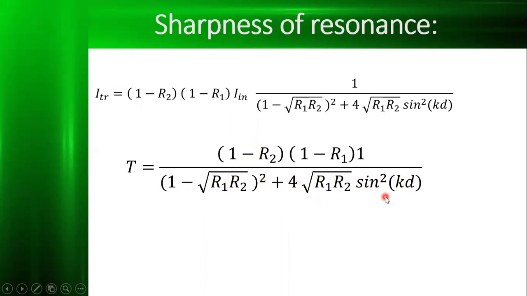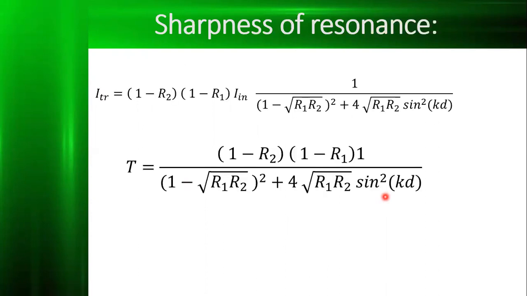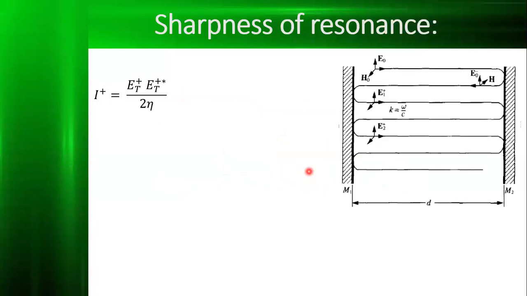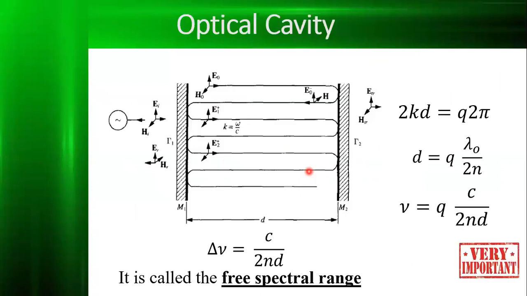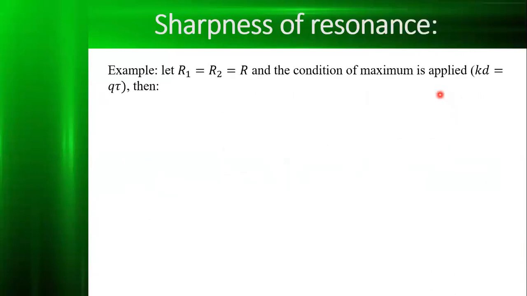In order to make the sine term equal to 0, simply the condition will be KD should be equal to Q pi. So if KD is equal to Q pi, this transmission term will tend to 1. Again, as we remember, this condition was already settled in the first step in our optical cavity when we said that 2KD equals Q 2 pi. So if we apply this condition, we will reach T equals 1 if and only if R1 is equal to R2. Okay, now this is the condition when R1 is equal to R2 and KD is equal to Q pi. This is a maximum condition.